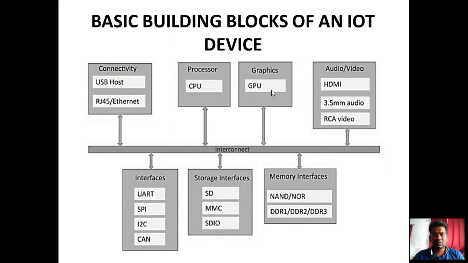Also it has audio, video, HDMI, RCA video connectors and interfaces. Many communication interfaces, UART, SPI, I2C, and CAN communications will be there. UART means universal asynchronous receiver and transmitter. SPI means serial peripheral interface, and CAN means controller area network. SD means secure digital, MMC multimedia card, and SDIO secure digital input and output devices. These are all the memory storage systems. These are all essential for any IoT device to make it complete.